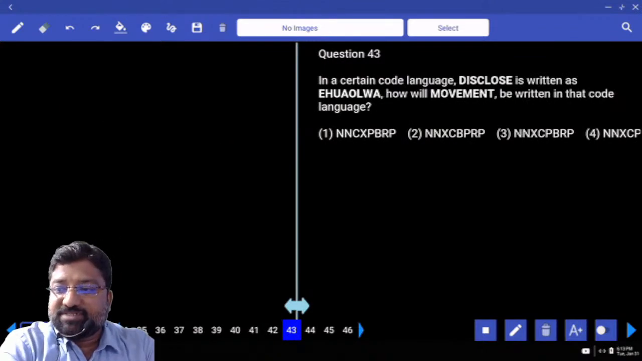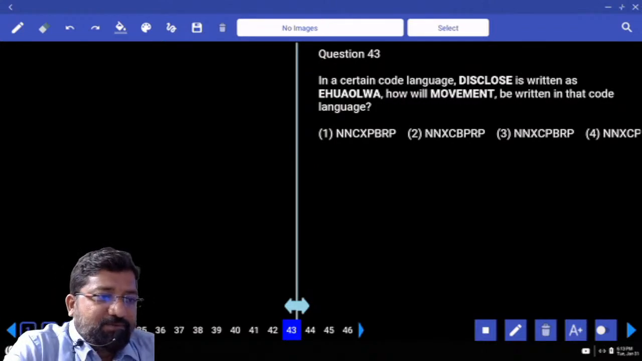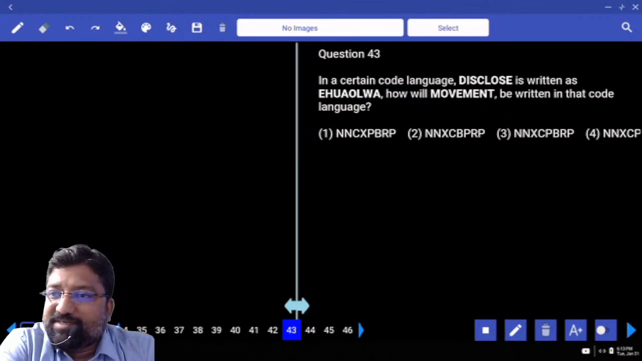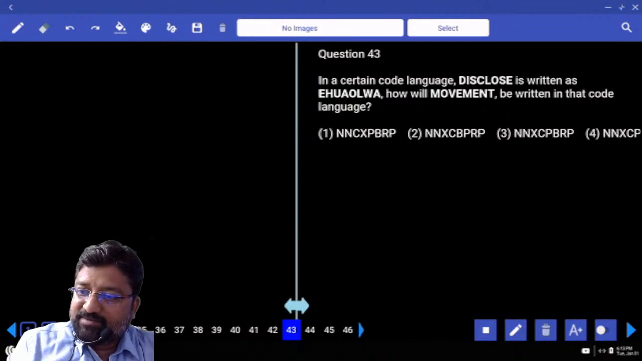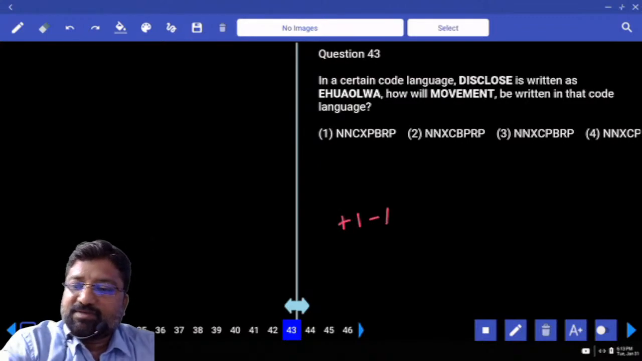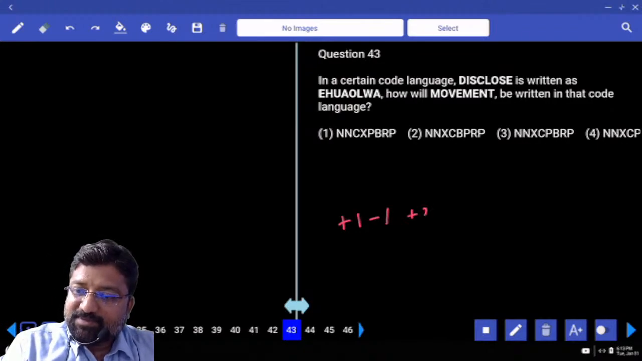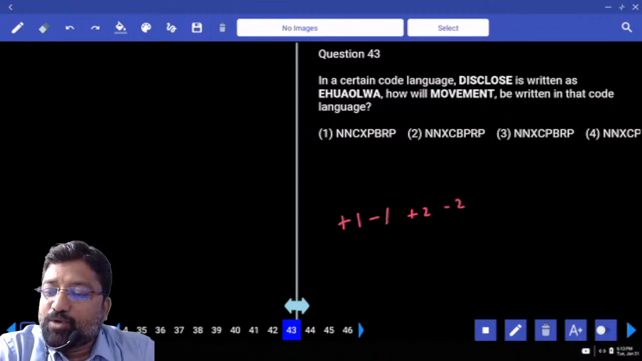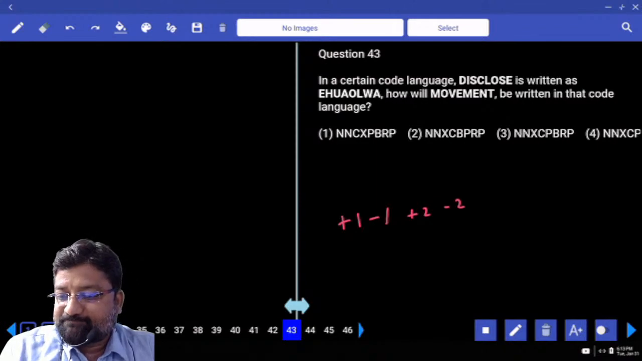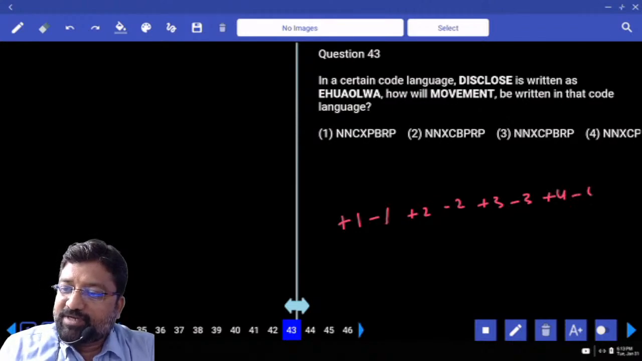In a certain code language, disclosure is written as EHUAOLWA. D E plus 1, minus 1. Then S U plus 2, C A minus 2. L O, 12 15, plus 3. O L minus 3. Next, plus 4, minus 4.